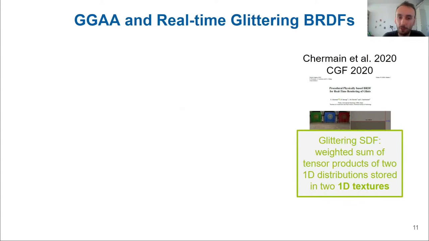We base our work on the glittering SDF of Sherman and colleagues, which is well suited because their SDF is defined as a weighted sum of tensor products of two 1D distributions. These 1D distributions are stored in 1D textures. The main idea of our GGAA method is to mipmap these 1D textures to evaluate a filtered version of the 1D distributions on the fly and in real time.